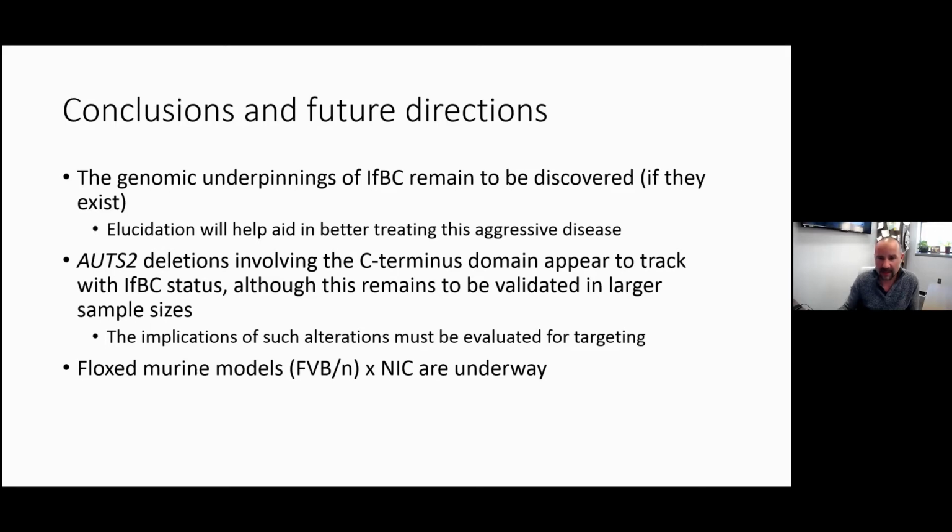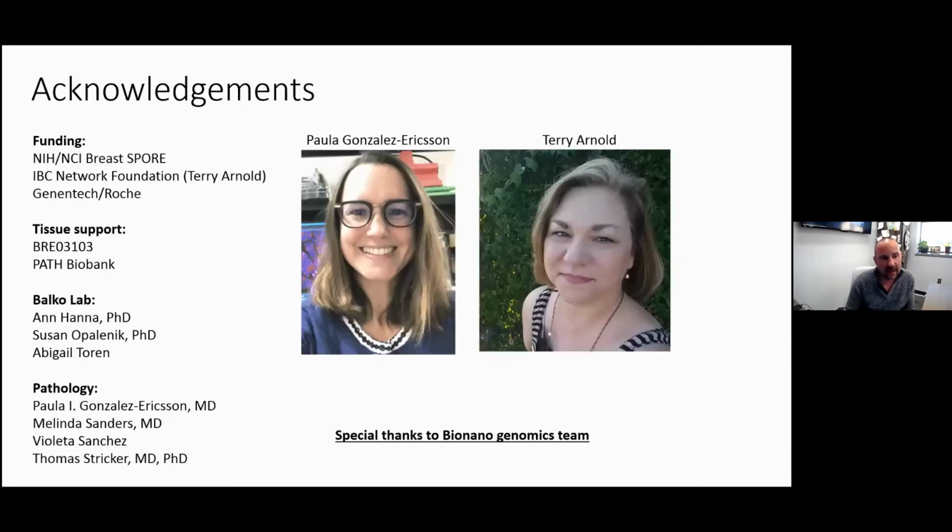So with that, I'd like to acknowledge some of our funding. Many of the things that put this project together, including the bionanogenomics team, our pathologist here, Paula Gonzalez-Erickson, and then a donor of ours, Terry Arnold, who is an inflammatory breast cancer survivor herself, and has really done amazing work in the last 15 to 20 years developing the IBC Network Foundation. We also received funding from Genentech, Roche, and NIH.